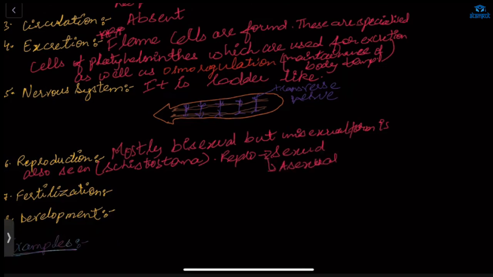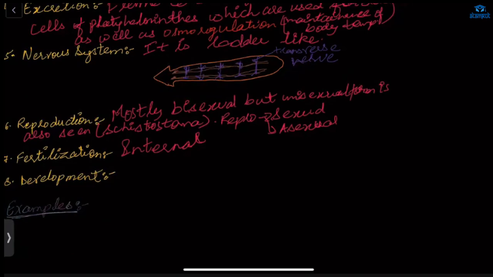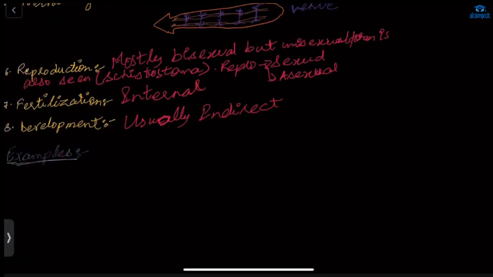Next, fertilization. Fertilization will be internal, and here development is usually indirect. Now in examples, you have to remember about Taenia solium.